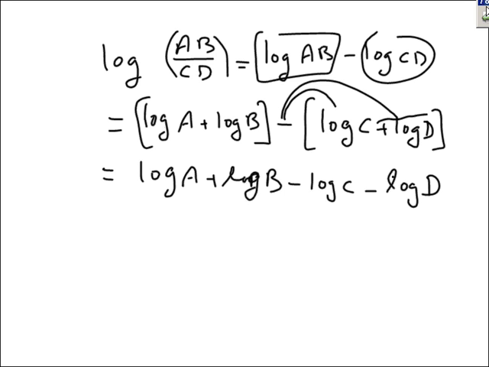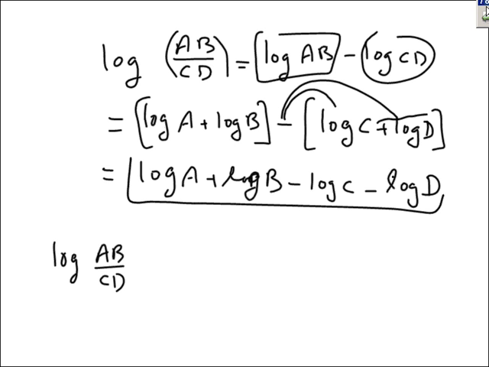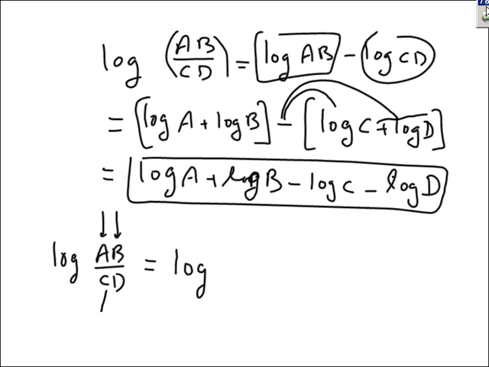Okay, let's see how we can get from the very beginning, log AB over CD, to the last line. Well, you have to identify the factors. The factors are the things that are being multiplied and divided. A times B divided by C divided by D. A, B, C, and D are the factors. So we're going to have log A, log B, log C, and log D.